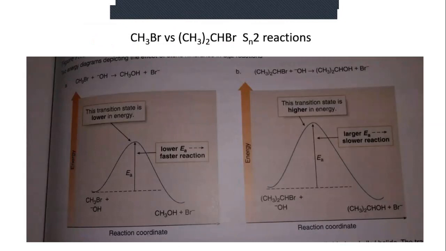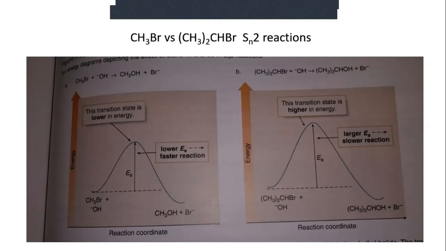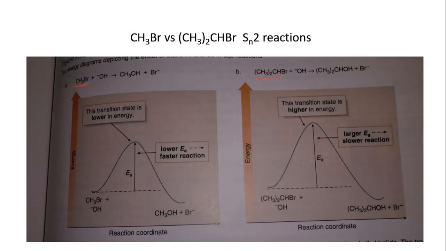So now if we're comparing a methyl halide with a primary alkyl halide, how do the reaction diagrams look different? In this example, we're using the same nucleophile for both. So the only difference between the two is that one is a methyl halide and one is a primary alkyl halide.